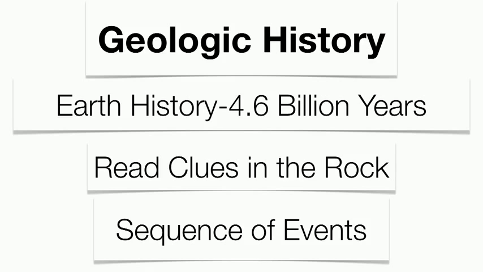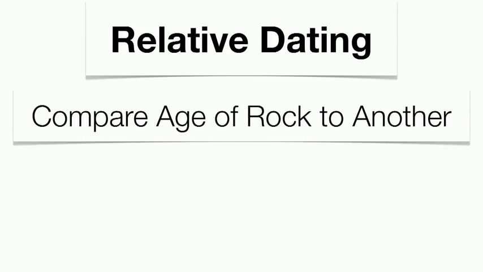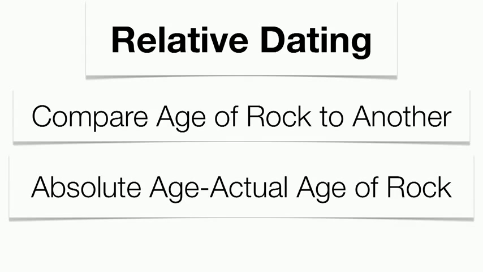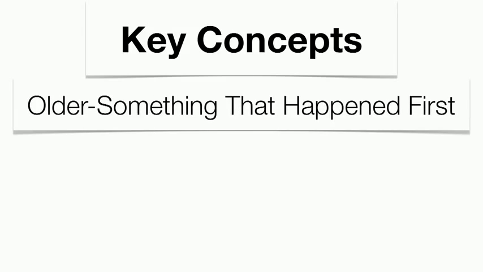So what we look for is what's called a sequence of events. What happens first, what happens second, what happens third, what happens fourth, and so on. With geologic dating, you want to compare the age of a rock to another. It's what we call relative dating or relative age. That's very different from putting an actual numerical value on a rock, which we would call absolute age.